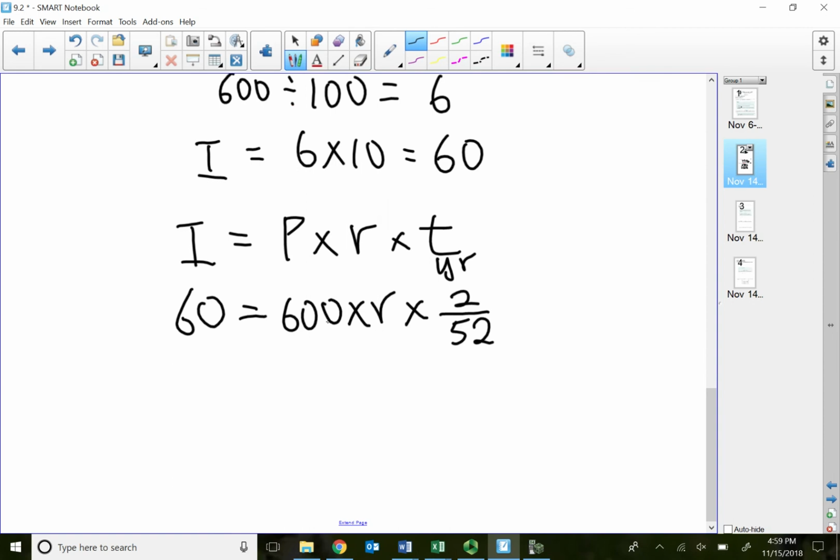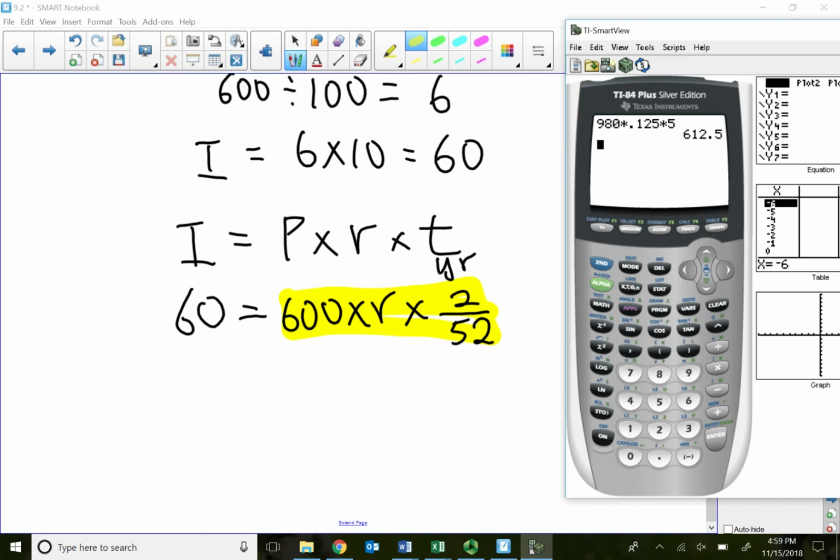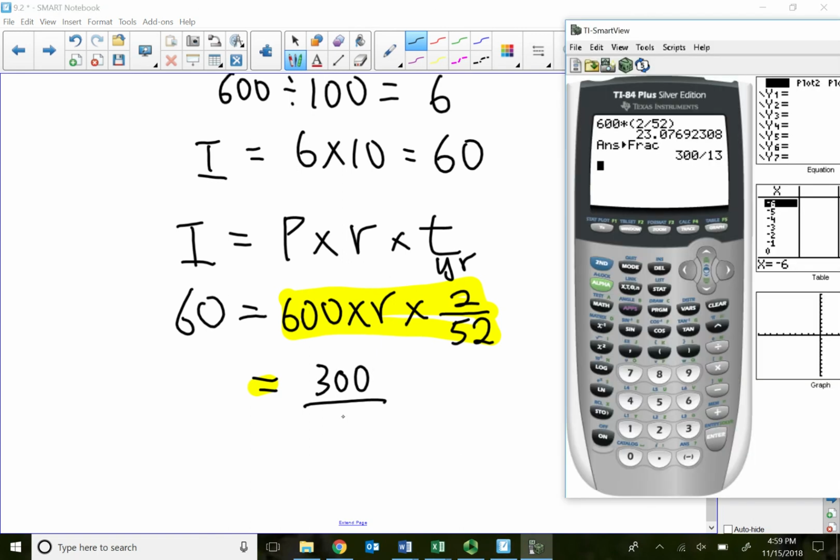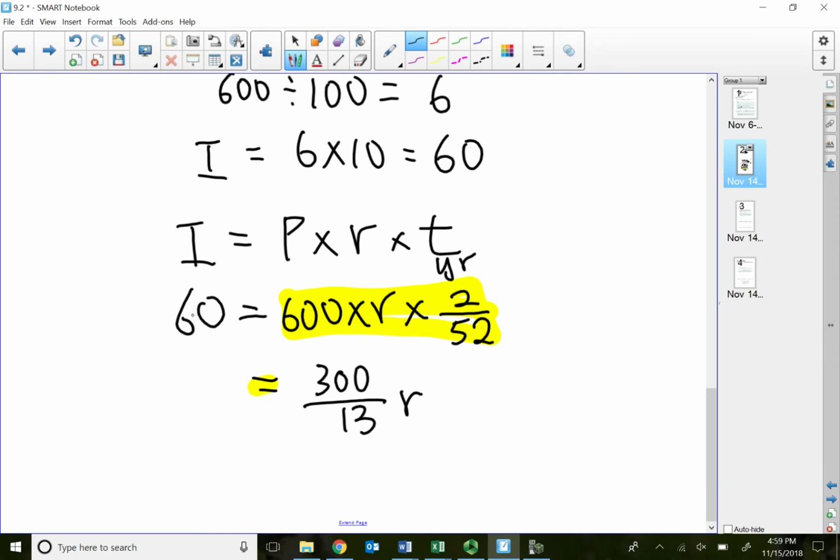Okay, so now let's solve for r. This whole right side of the equal sign is actually one term. So what is 600 times r times 2 over 52? Well, 600 times 2 over 52 tells me this is 23.0 something. So let me convert into a fraction real quick, which is 300 over 13. So 600 times r times 2 over 52 is 300 over 13 r. That is equal to 60.